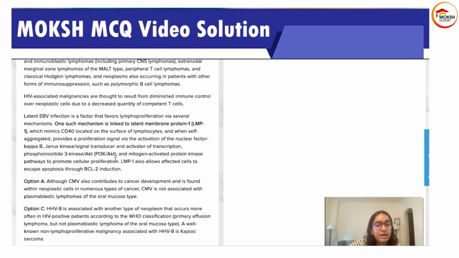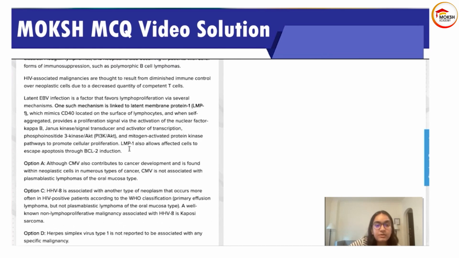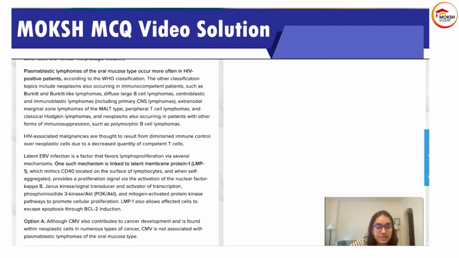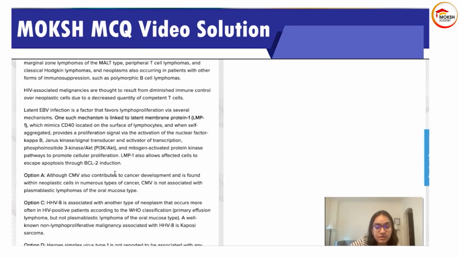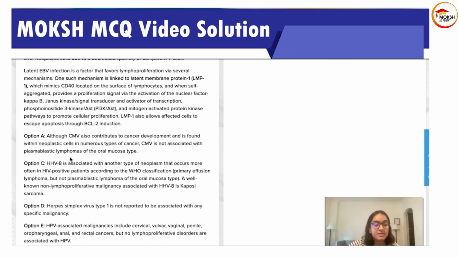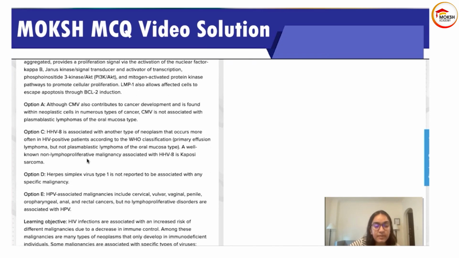And another thing, this is also a little extra, but you can keep at the back of your mind that it also allows affected cells to escape apoptosis through the BCL2 induction. Okay, so that was about HIV, EBV, and their association with plasmablastic lymphomas. So now, although CMV also contributes to cancer development and is found within neoplastic cells in numerous types of cancers, CMV is not associated with this particular type of plasmablastic lymphoma of the oral mucosa type.